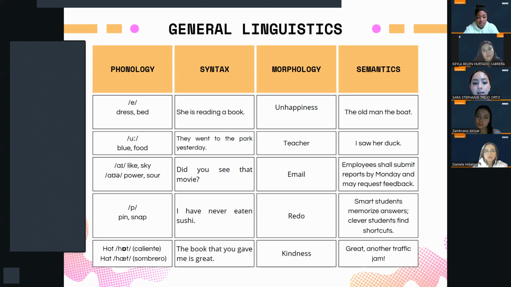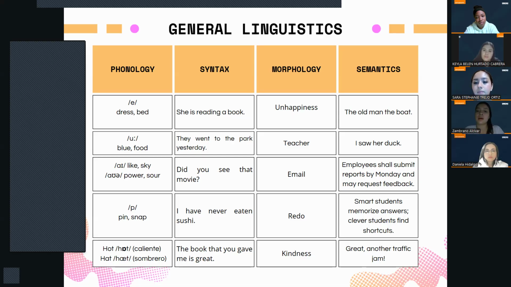Here is a table with 5 examples of syntax in modern English. She is reading a book. They went to the park yesterday. Did you see that movie? Question structure with auxiliary before the subject and base verb. I have never... Present perfect: subject, auxiliary have, past participle of the verb. The book that you have is the Greek. Relative clause with a subordinate clause that describes the noun.